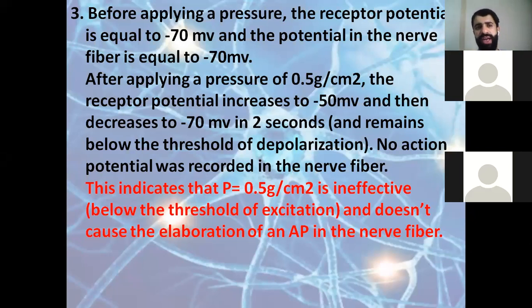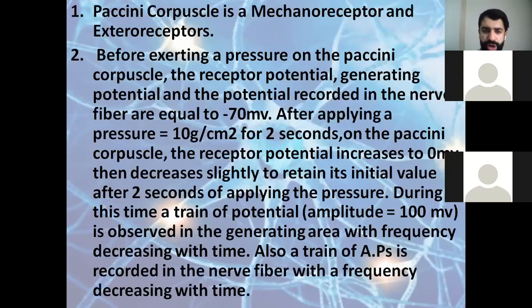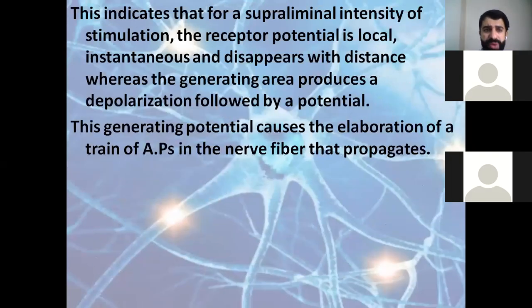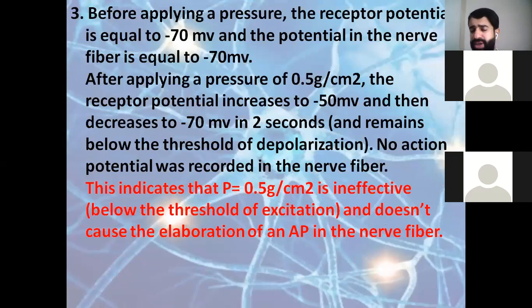What does this indicate? Here I made an explanation, like an interpretation, for part 3. In part 3 they need us to justify a statement about the coding of the nervous message by frequency. So here, what does this indicate? This indicates that the pressure of 0.5 gram per centimeter square is an ineffective one. I solved it on my own, and as you heard, the question is not to interpret, but I interpreted it as if we were solving it together. Okay, so this is ineffective.